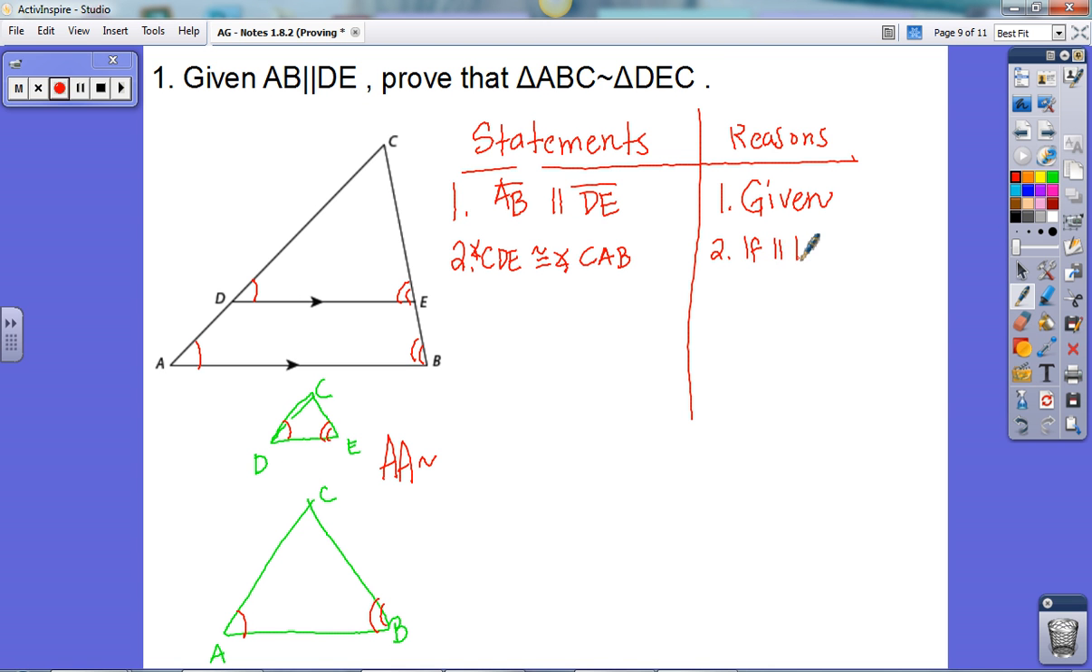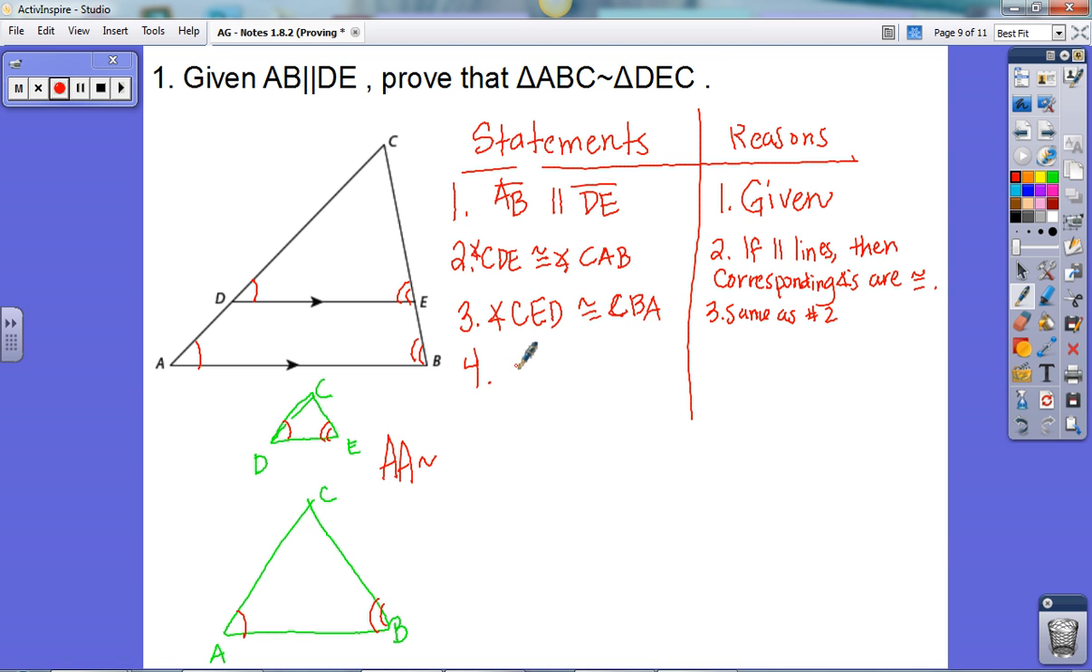So if parallel lines, and those are corresponding angles, so I'm going to say then corresponding angles are congruent. So remember we said, okay, we've got parallel lines, so these two angles are corresponding angles, they must be congruent. And it's the same thing for angle CED and angle BA. So I'm going to put same as number 2, so the reasoning is the same.